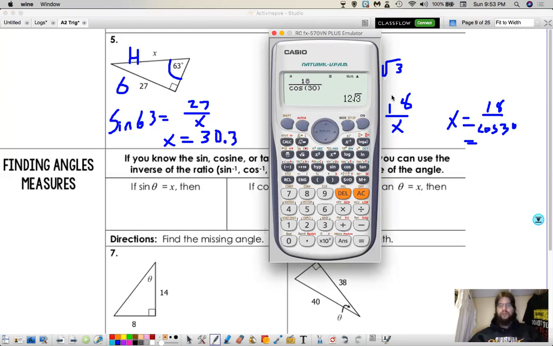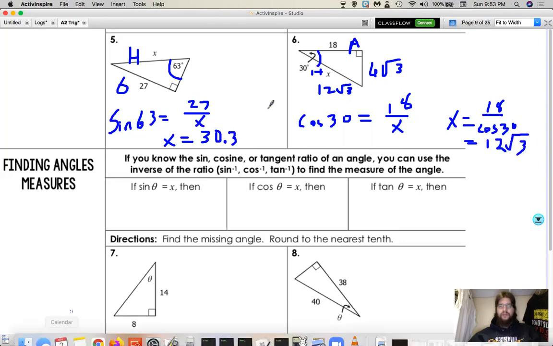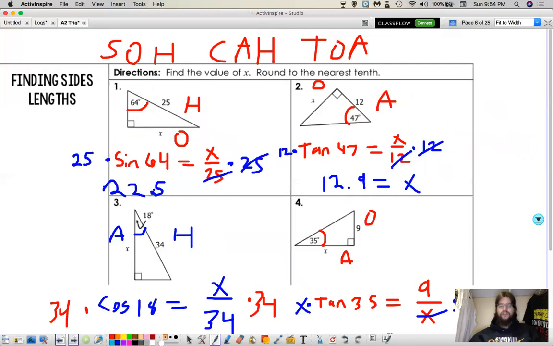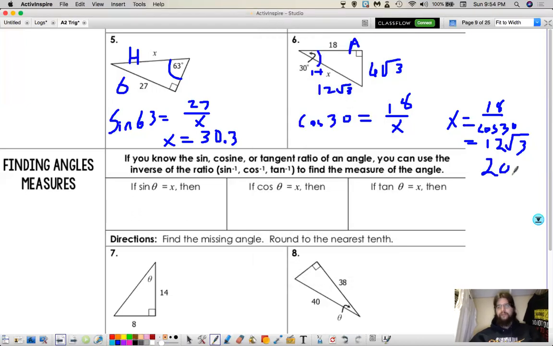Actually, it'll give us 12 square roots of 3. Leave it exact. Wait, what did our directions say? Round to the nearest tenth, so listen to your directions. 20.8. But you see, we got the same thing whether we use trig or if we memorize our special right triangle. It's a little less work here. Just divide and multiply. Here you actually have to set up an equation and solve. Whatever you want to do, it's on you.